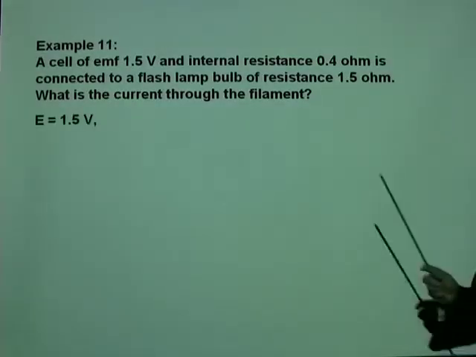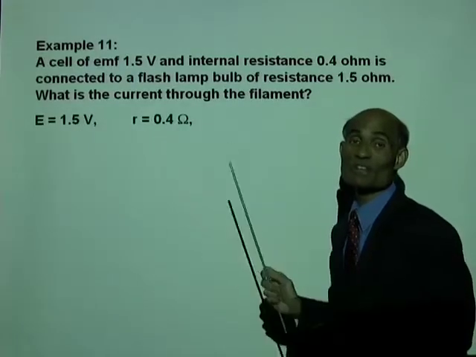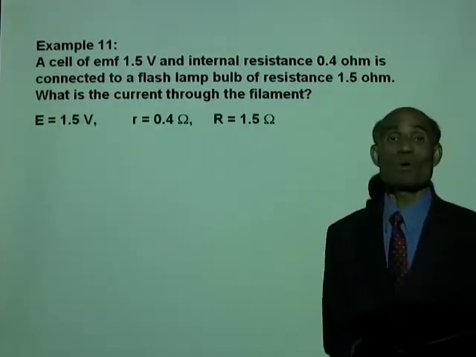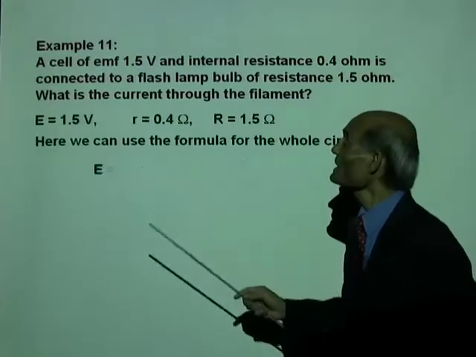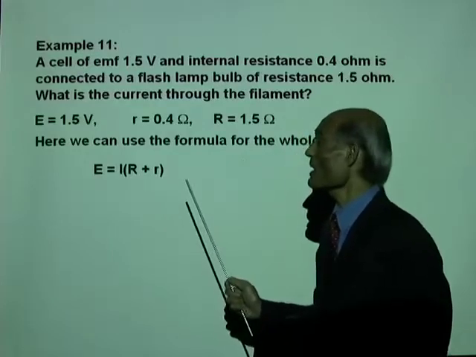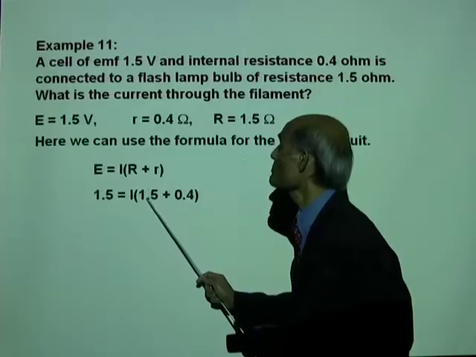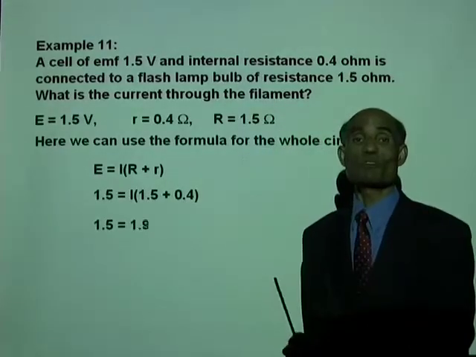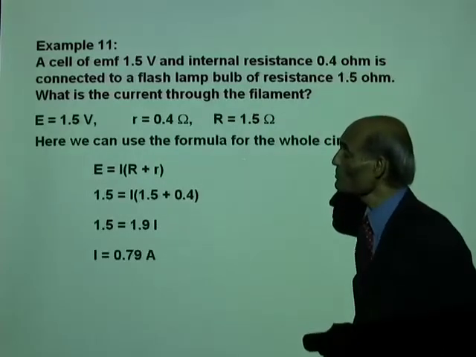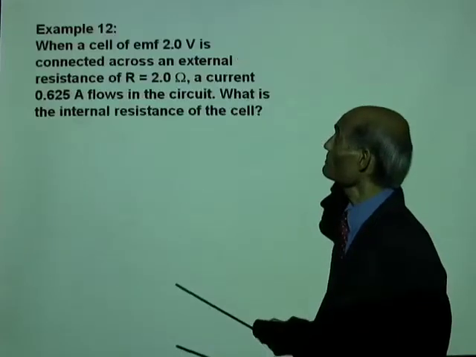Okay. So EMF equal to 1.5 volt, internal resistance r equal to 0.4 ohm, external resistance R is 1.5 ohm, and we use the equation E equal to I times (R plus r). That will be 1.5 equal to I times (1.5 plus 0.4), and solving that gives me I equal to 0.79 ampere.